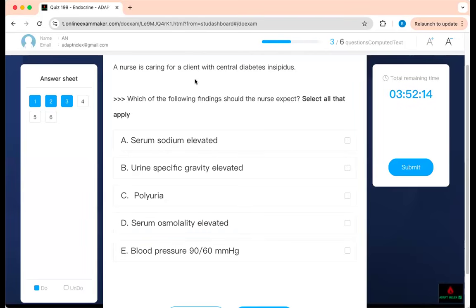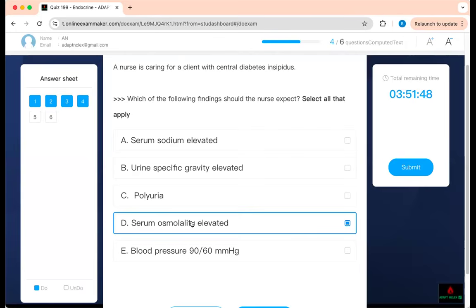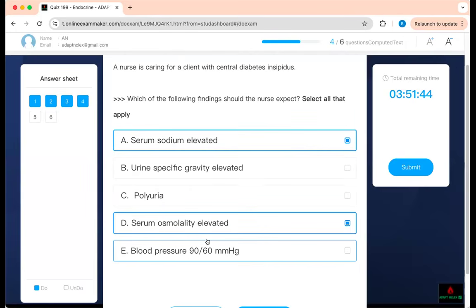Which of these should you expect? It is a select-all-that-apply. You don't need to pick all of them. You pick those you're confident about. Once again, pick those you are very confident about. Test taking strategy: I told you in central DI, your serum osmolarity goes up, and then sodium follows the same direction. So don't pick D and leave A alone.